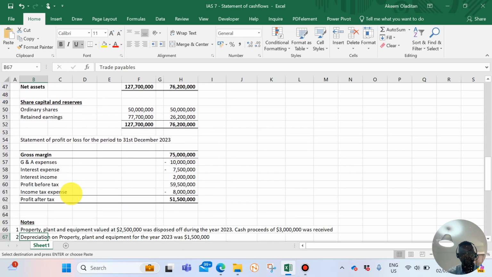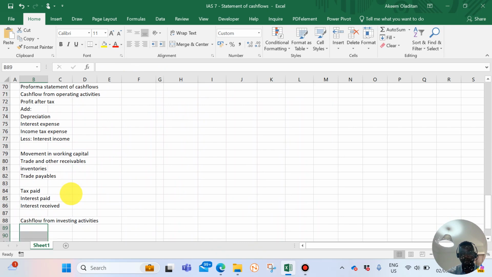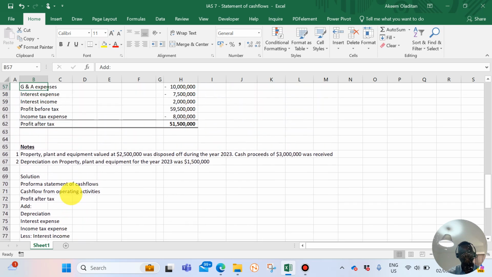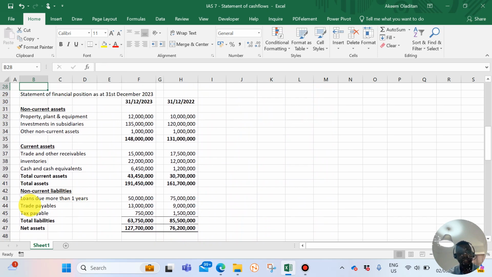So I'll copy it down. Mind you, the only thing I have not copied, since I've been copying here from the assets, is this cash. So I'm still reminding you of that.